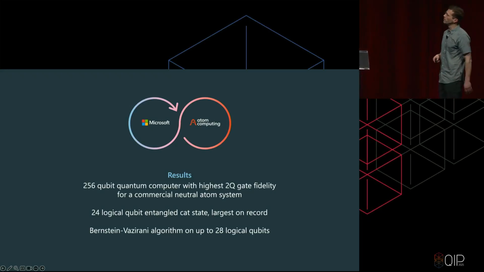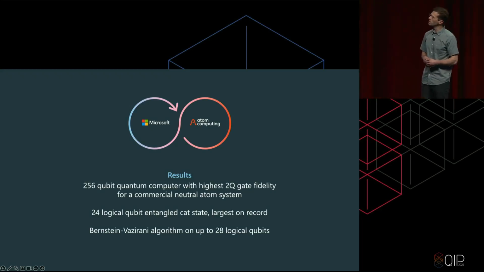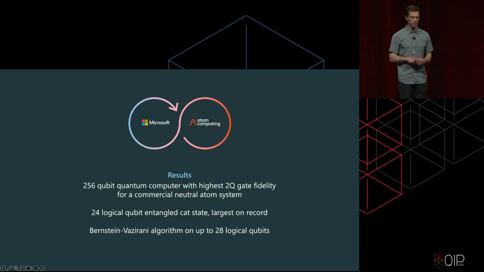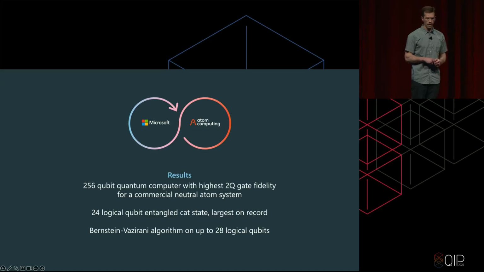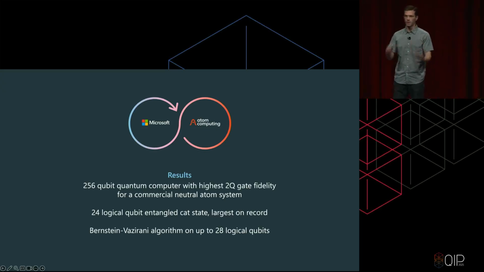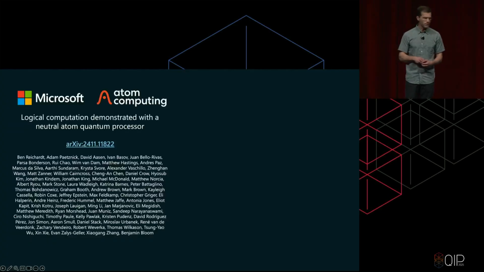So this work is based on a partnership between Microsoft and Atom Computing. Atom has built a 256-qubit quantum computer with the highest 2-qubit gate fidelity for any commercial neutral atom system. We've prepared this 24-qubit entangled cat state, and we've run the Bernstein-Vazirani algorithm at the logical level on up to 28 logical qubits. Here's the paper from November with our authors.